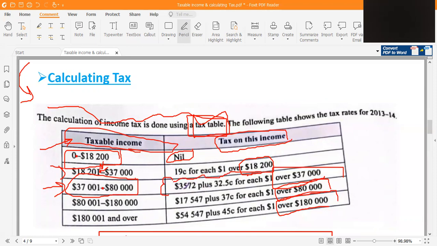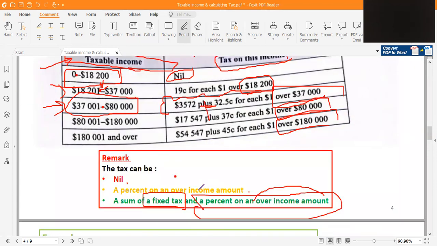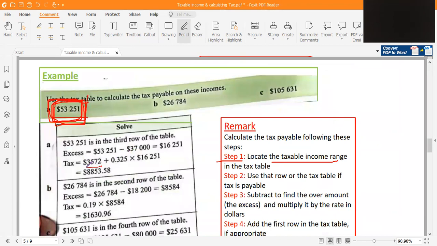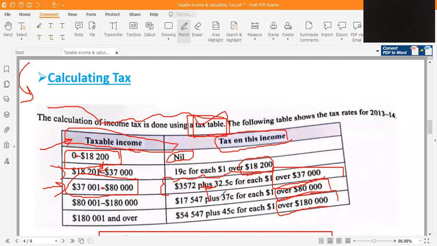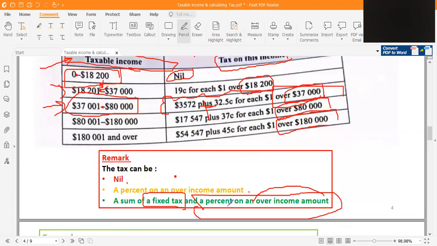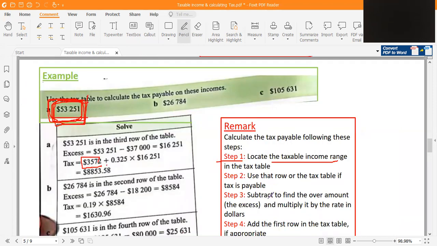We have a fixed amount as a tax, $3,572 plus. So we have a plus here, okay? And for each dollar, we have 32.5 cents for each $1 over $37,000. So we use the row, or we subtract to find the excess amount, or to find the over amount.